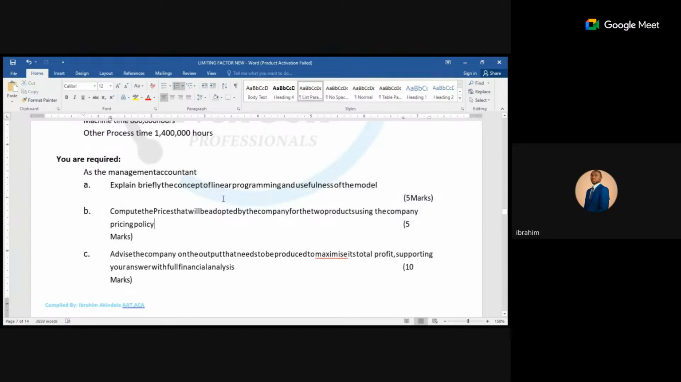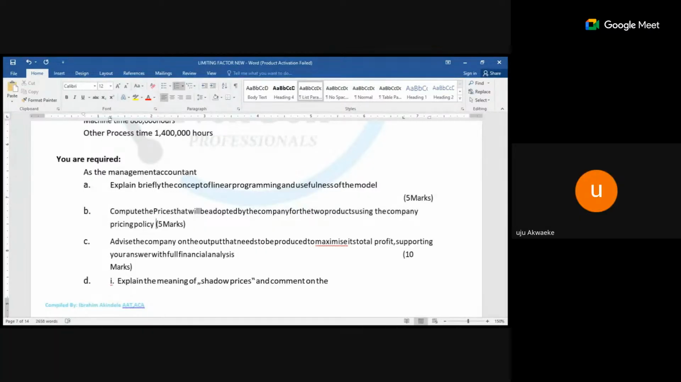B. Compute the prices that will be adopted by the company for the two products using the company pricing policy. Something should just come to your mind. They are telling you that they want to know the price of each of the two products. And what is the price? It is the selling price.